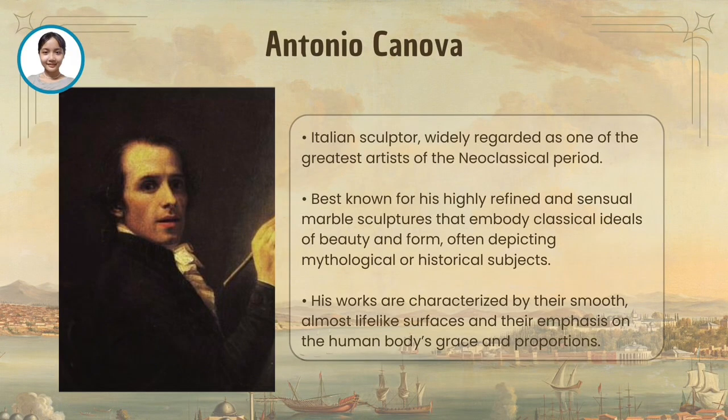The next one is Antonio Canova, an Italian sculptor widely regarded as one of the greatest artists of the neoclassical period, known for his highly refined and sensual marble sculptures that embody classical ideas of beauty and form, often depicting mythological or historical subjects. His artworks are also characterized by their smooth, almost lifelike surfaces and their emphasis on the human body's grace and proportions. So most of Antonio Canova's artworks are sculptures.